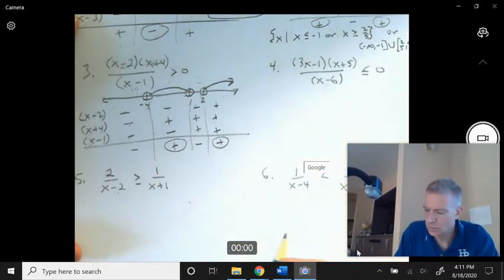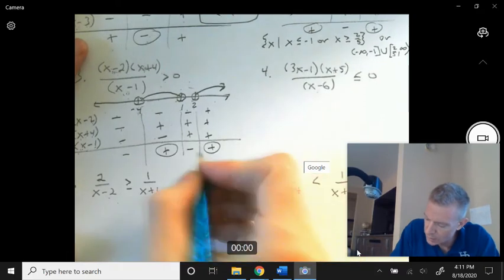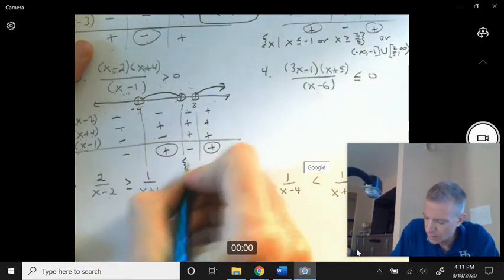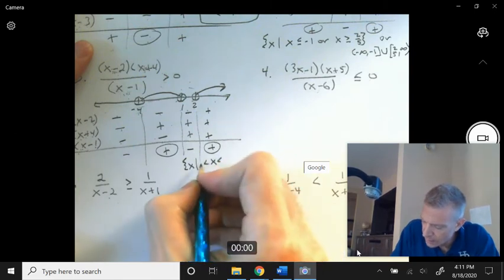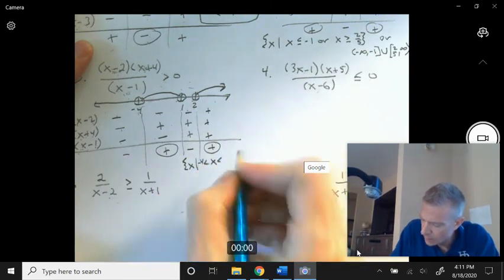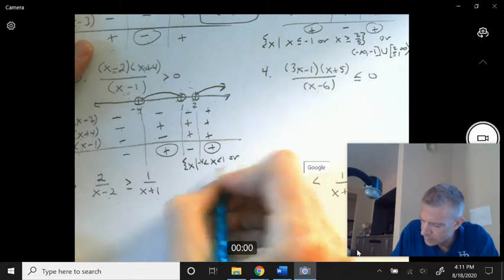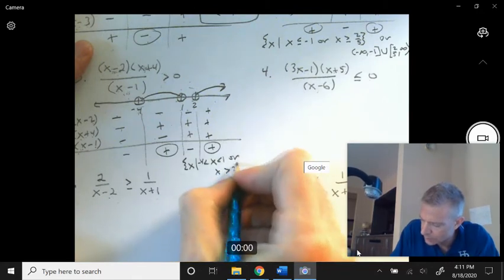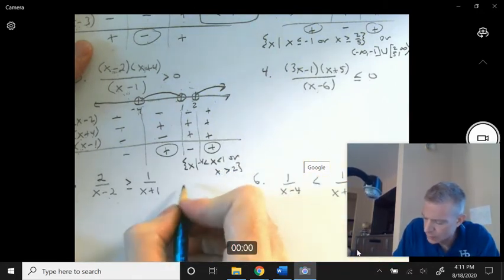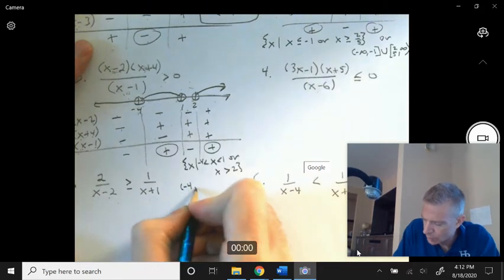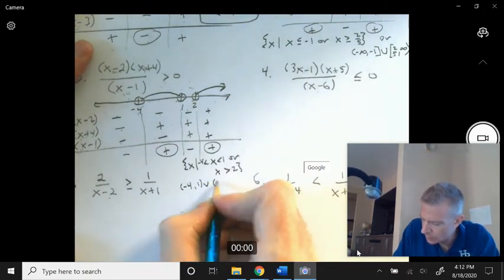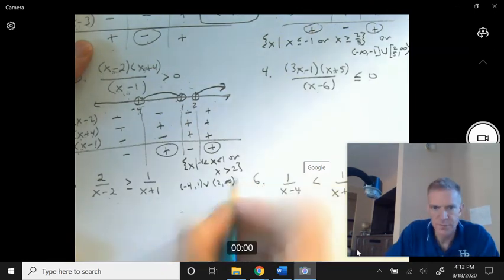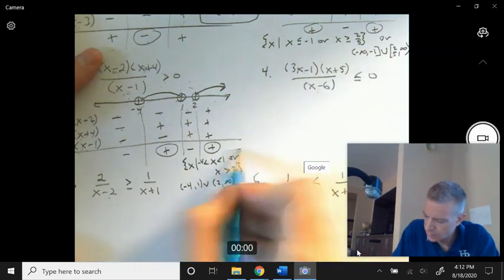Okay. So our solution is going to be the set of all x such that x is between -4 and 1, or x is greater than 2. Interval notation would be -4 to 1, union with 2 to infinity.